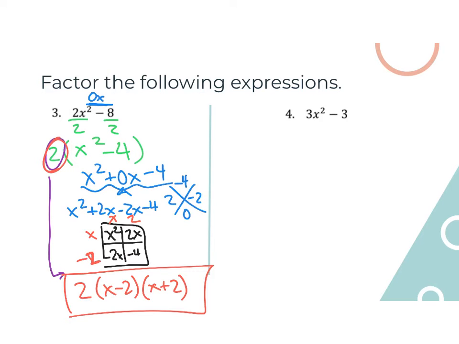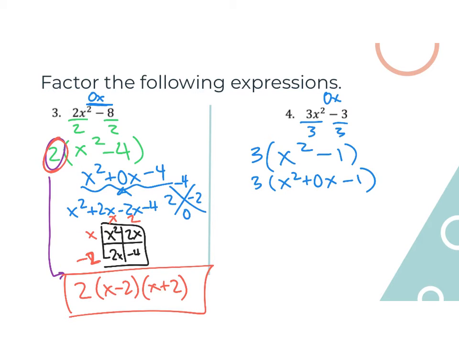Let's take a look at number 4. Again, I recognize that there's a GCF in there, and I also recognize that my 0x in the middle is missing. So I'm going to take out a GCF of 3. The 3 comes out front, and that leaves me with x squared minus 1. But again, I'm going to make that 3 times x squared plus 0x minus 1, and this piece is going to get factored. I have a product of negative 1 and a sum of 0. That's going to be 1 and negative 1. So this middle trinomial is actually x squared plus 1x minus 1x minus 1.